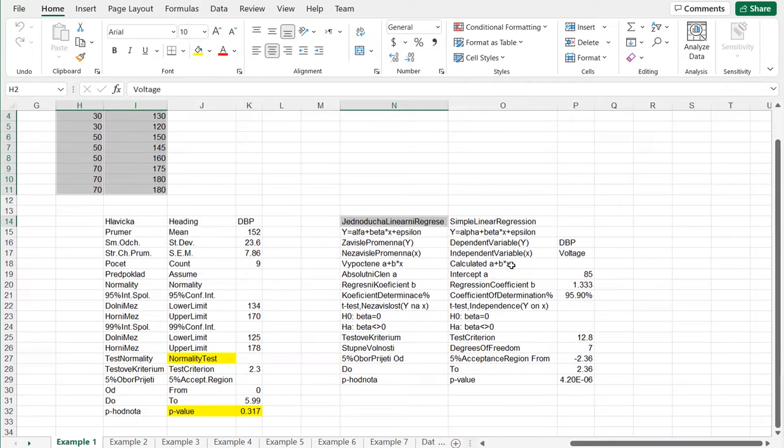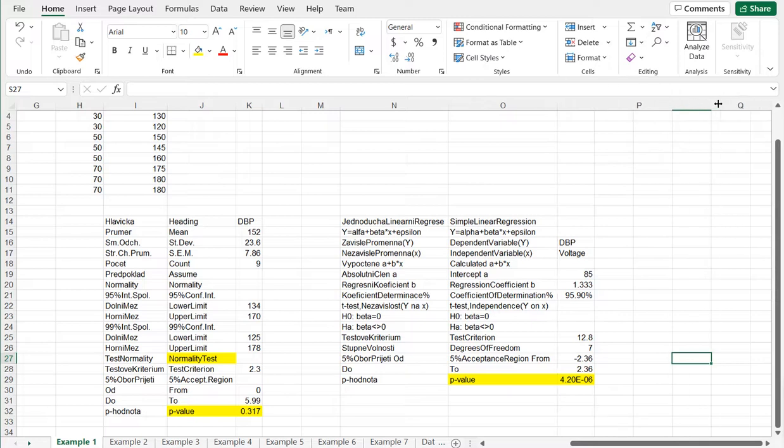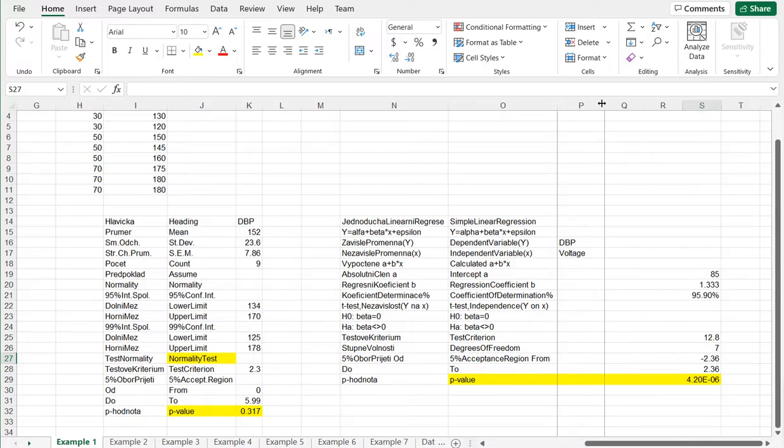We can just jump straight to the p-value. Right here. You can jump straight to the p-value and highlight it. So the p-value is 4.20 times 10 to the minus 6. Let's widen this. No, it doesn't change. Okay. Anyways, times 10 to the minus 6.